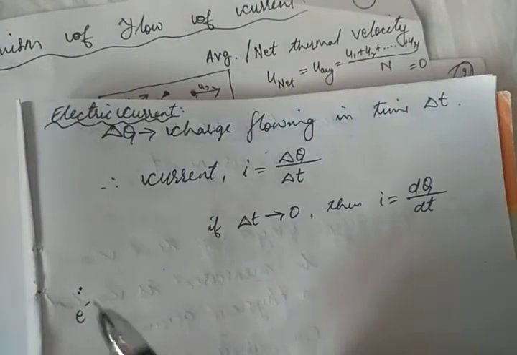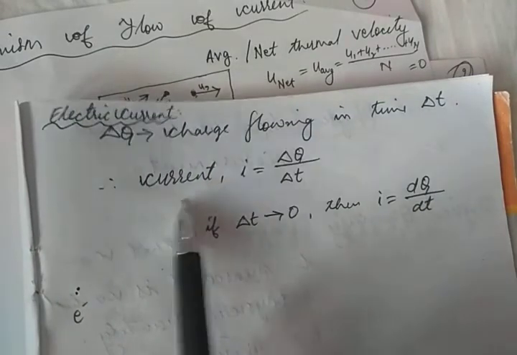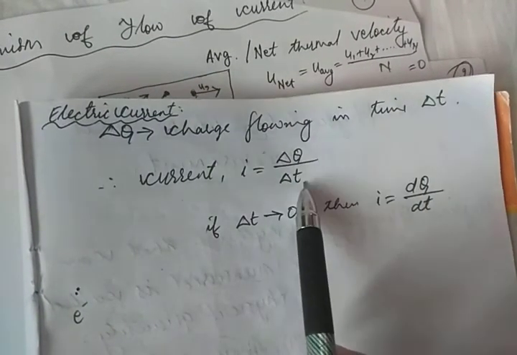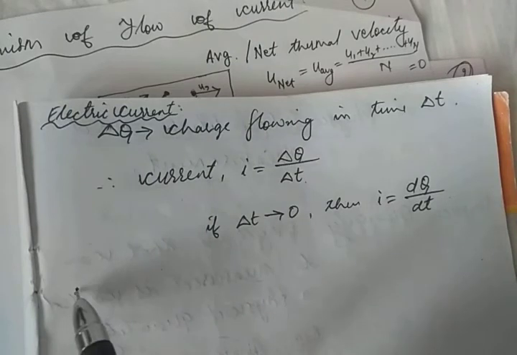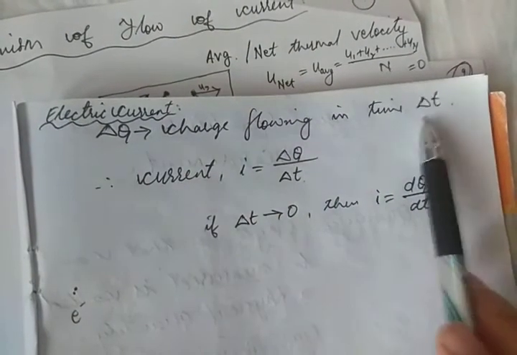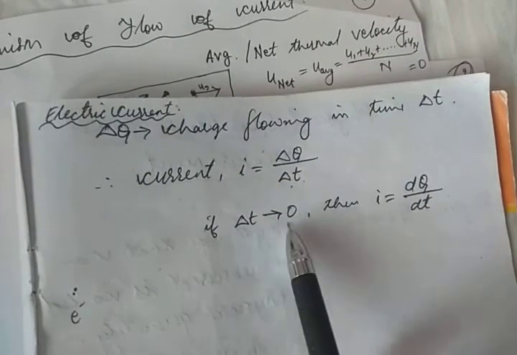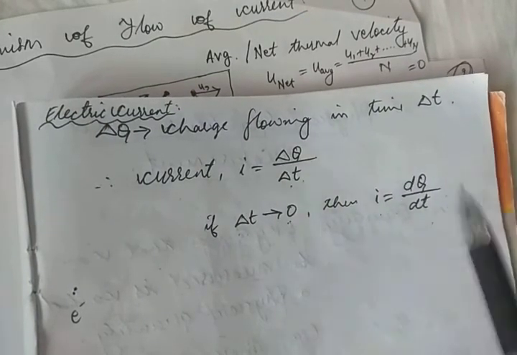So from today onwards, as you already know, electric current is defined as the rate of flow of charge. So the electron has started moving, the electron is mobile. If delta q is the charge flowing in time delta t, then electric current is delta q by delta t, the rate of flow of charge. In the limit that delta t tends to 0, electric current is also written as dq by dt. So it basically is charge divided by time. Don't forget this definition of electric current.